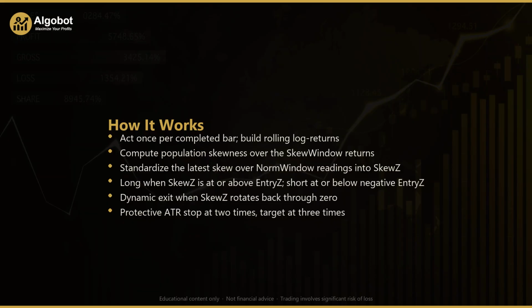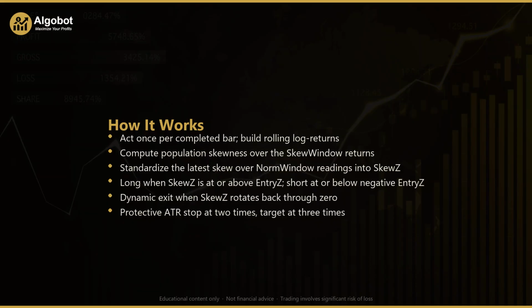Now for the entries. The strategy holds only one position at a time per magic number, and it enters only when flat. When SkewZ rises to or above the entry threshold, which defaults to 1, the upward asymmetry is considered to have rotated in, and the expert advisor signals a long. When SkewZ falls to or below the negative of that threshold, downward asymmetry has rotated in, and it signals a short.